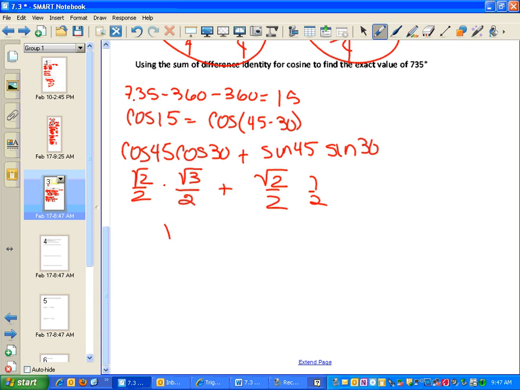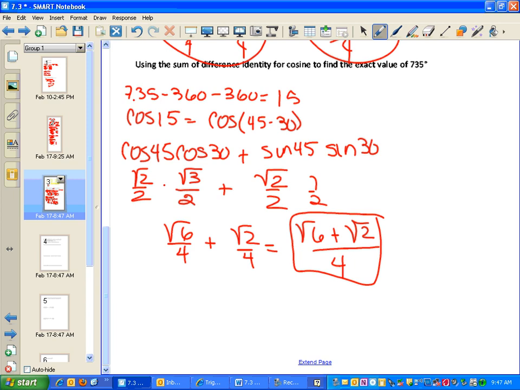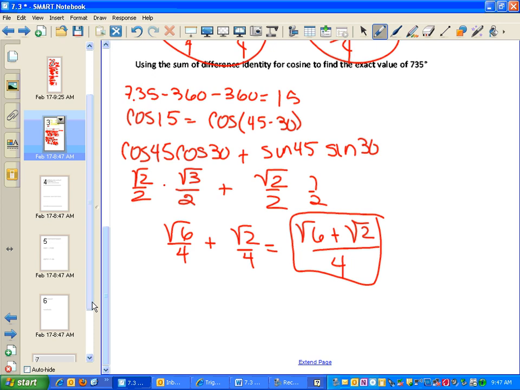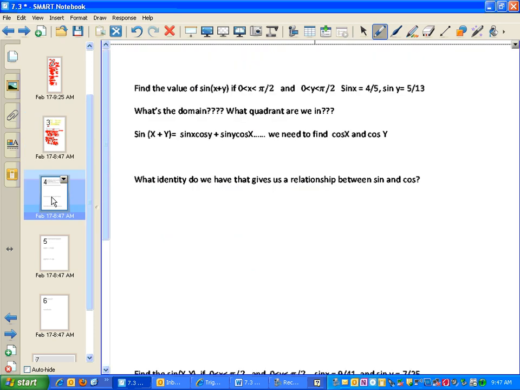Square root of 6 over 4 plus square roots of 2 over 4 is square roots of 6 plus square roots of 2 all over 4. If you don't know your formulas, or you don't know your identities, you cannot do these. If you do not know your 30, 60, 90s, and 45s, you cannot do these, which is why we've been doing a little bit of these tests. Every time. Okay. All right, let's try another one.